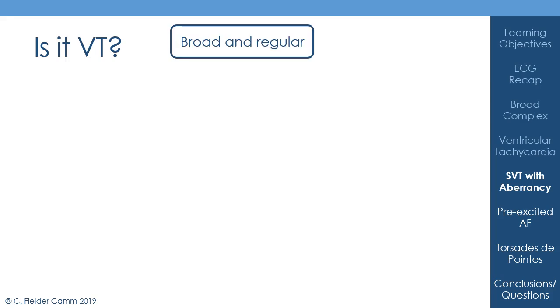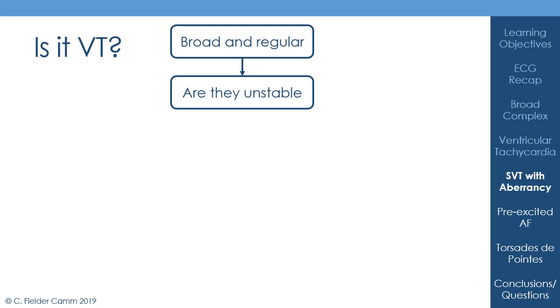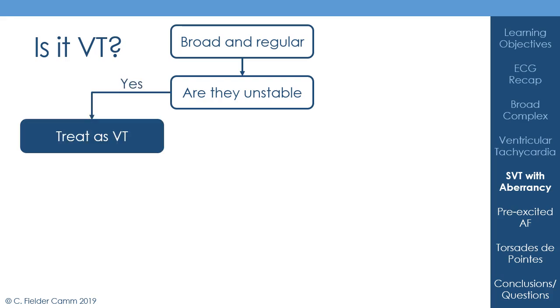So firstly, we're talking about a broad regular rhythm here, right? If it's not broad and regular, then it's probably not this monomorphic VT that we've been talking about. So it's broad and regular. Question is, are they unstable? And by unstable, I mean those same four things that we've talked about with the narrow complex tachycardias. So do they have chest pain? Do they have features of heart failure? Are they in shock, or have they been syncopal? I think if the answer is yes, then you should treat this as VT. Okay, simple as that. No faffing around.